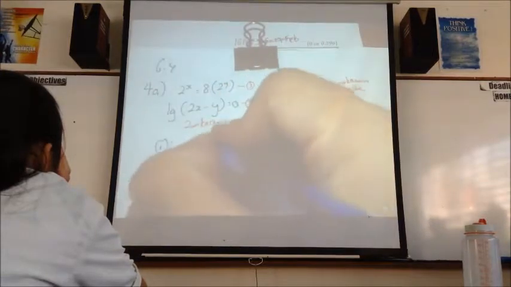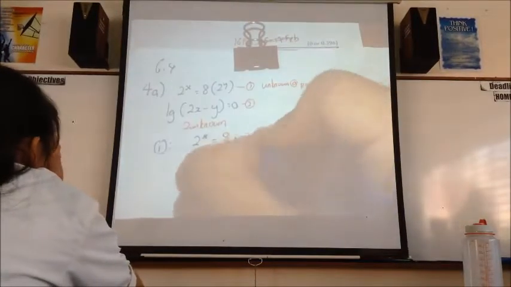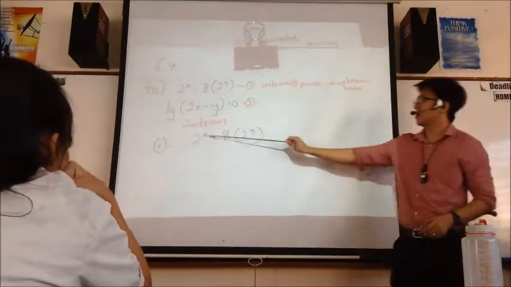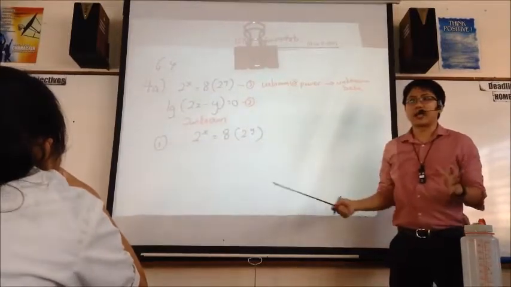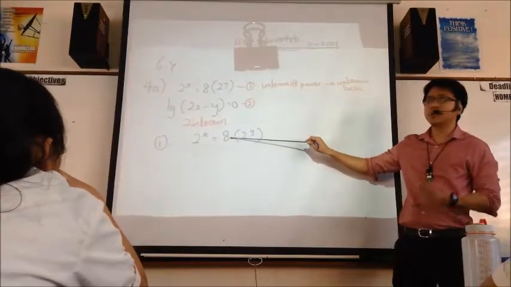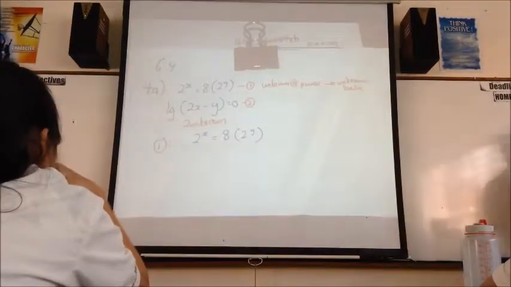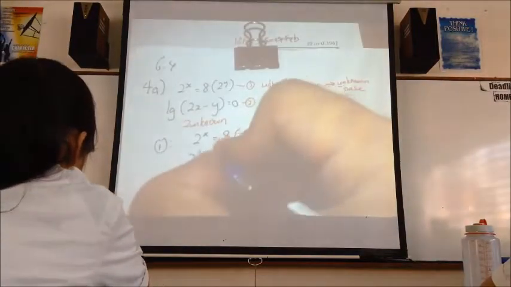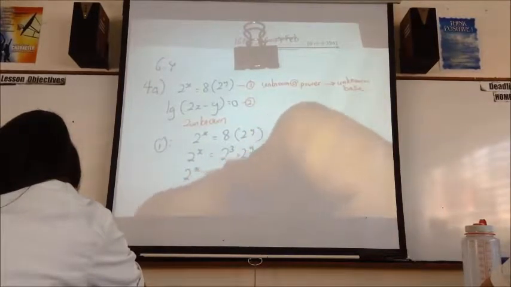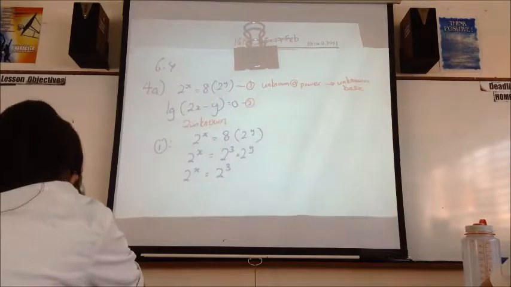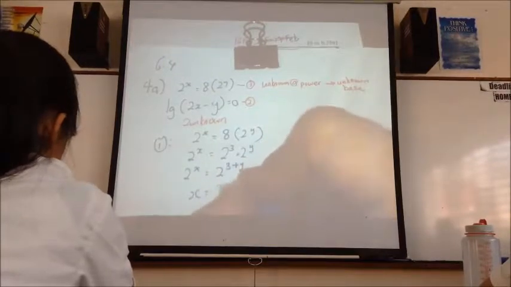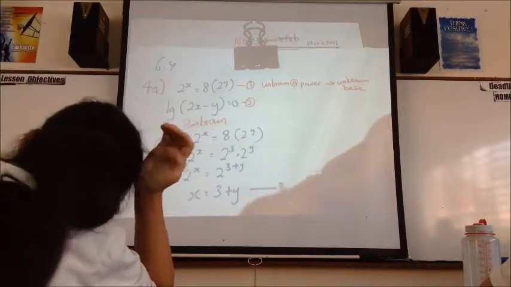So from equation 1, 2^x is equal to 8 times 2^y. How do I try and bring it down to the base? I don't add log. Make all the same base. So base 2. Then 2^x is 2 cubed times 2^y. What's the next step? 2^x equals 2^(3+y). So x equals 3 plus y. This is equation 3.